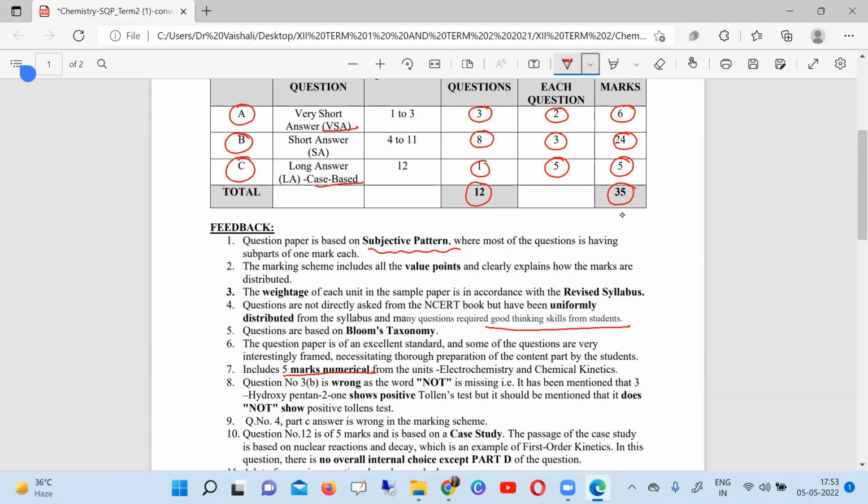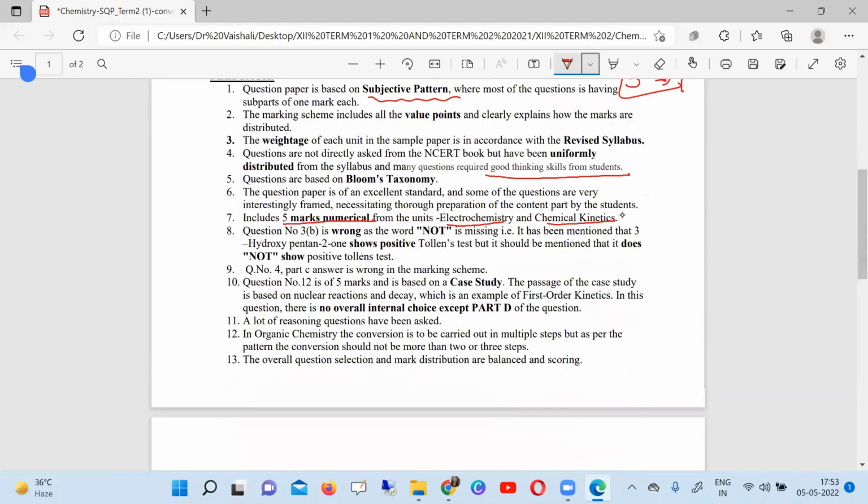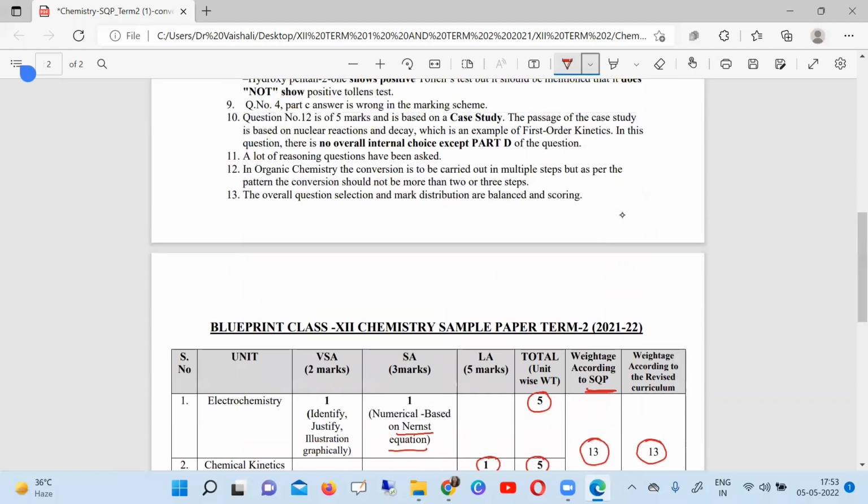So we can say the weightage of the numericals will be 5 to 6 marks in the board exam also. And this is only from the 2 chapters, that is electrochemistry and chemical kinetics, because only these chapters are numerical based chapters. And one more thing we can see, question number 12 is 5 marks, and that is case based, and that is coming from chemical kinetics. So we can finally see that a lot of reasoning questions have been asked.